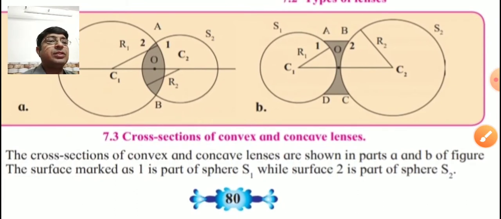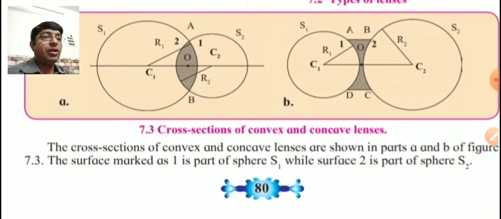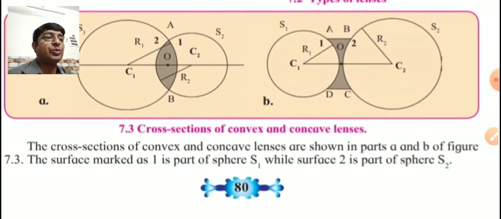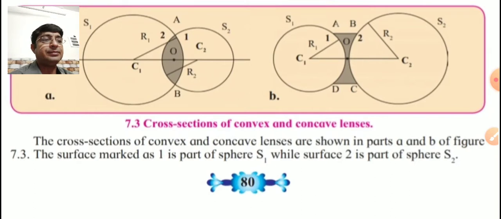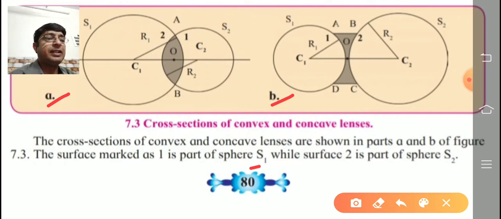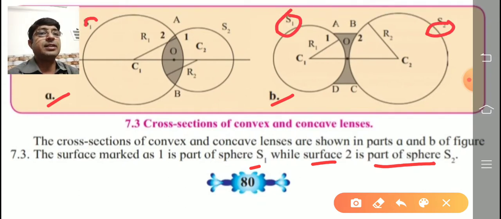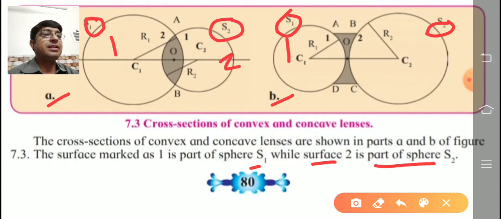Cross sections of convex and concave lenses are shown in that figure. The cross sections of convex and concave lenses are shown in parts A and B of figure 7.3. The surface marked as 1 is part of sphere S1, while surface 2 is a part of sphere S2. S1 sphere and S2 sphere are mentioned on both sides. Clear? S1, S2, here also S1, S2.